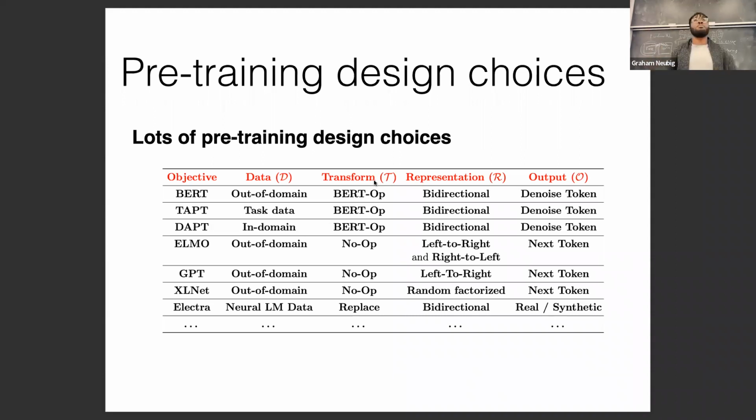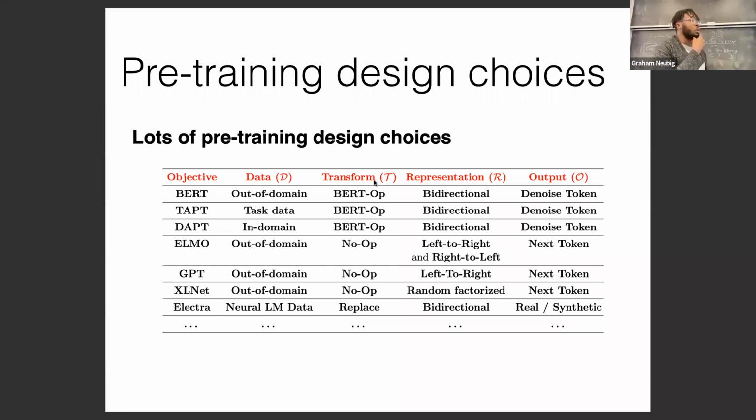But before we do this, we try to understand some of the design choices that go into making pre-training objectives, right? If you look at it, you can decompose some of your existing pre-training objectives into these rough columns: what choice of data they use, what choice of input transformation they perform on the input before they try to denoise or make a prediction on it, and the type of representation they perform. For example, BERT does bidirectional representation. ELMo does left to right and then right to left and then concatenates. And then XLNet does this random factorized order that we just discussed.